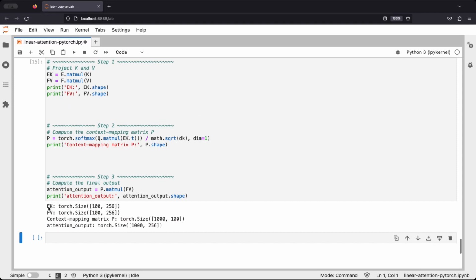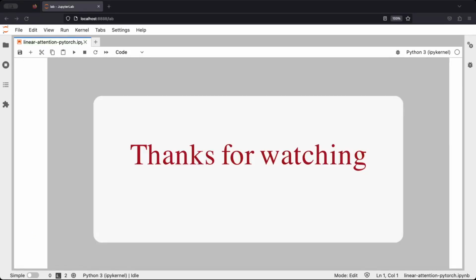Now notice that ek and fv have dimensionality r by d. So it is reducing the dimensionality of k and v from 1000 by 256 to 100 by 256. And then the context mapping matrix P is n by r, so 1000 by 100. Previously in the original scaled dot product attention, this was 1000 by 1000. So this is how they reduced the complexity.